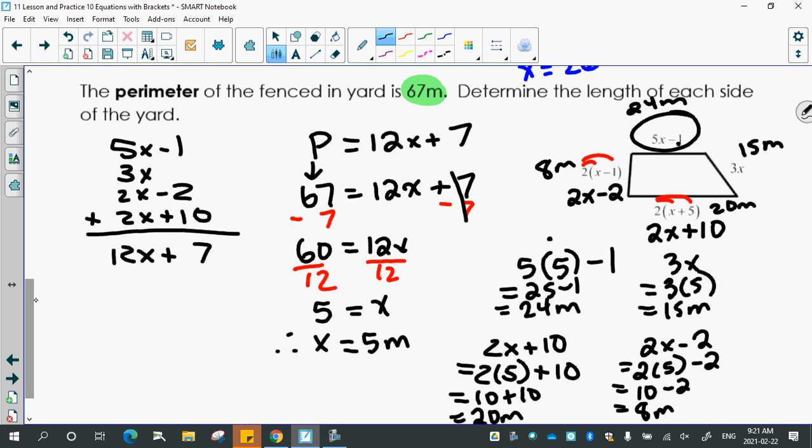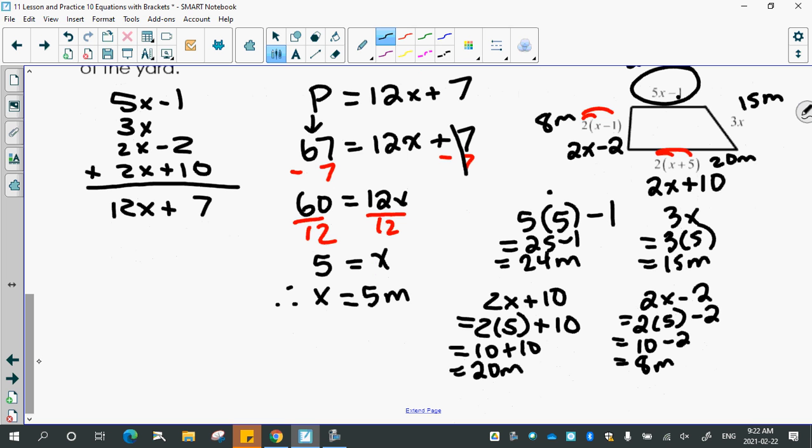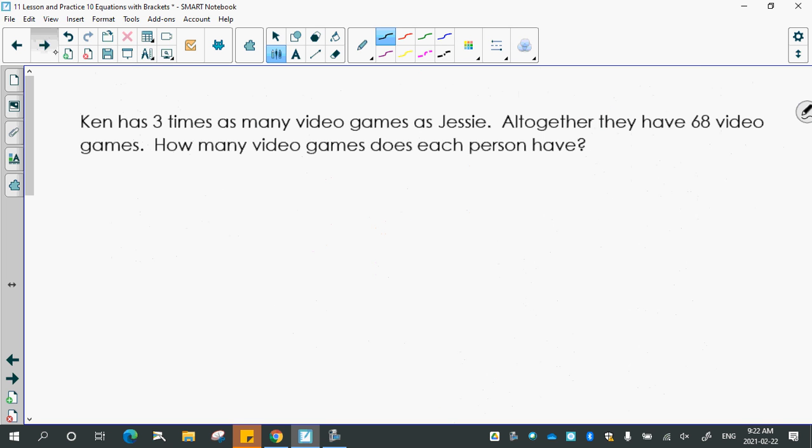So our last 2 questions would have been typical solving equations questions for me when I was in high school. We still do them, just not as many of them over and over again. So this is a typical solving equation word problem coming at you. Ken has 3 times as many video games as Jesse. Altogether, they have 68 video games. How many video games does each person have?